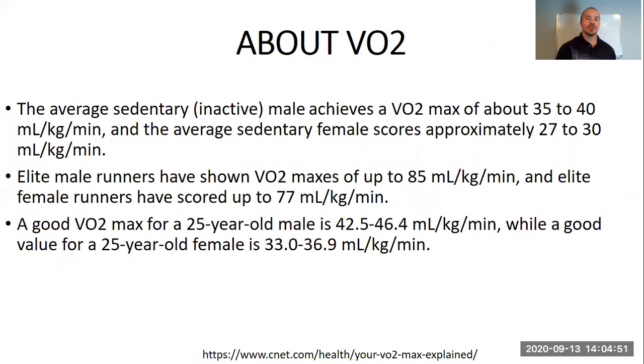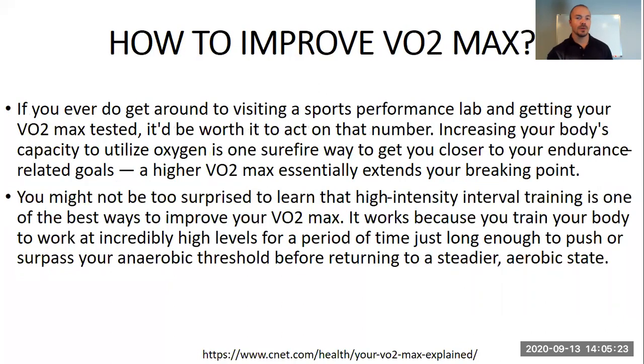And some scoring, just to give you all an idea, the average sedentary male achieves a VO2 max of about 35 to 40 milliliters per kilogram per minute. The average sedentary female scores approximately 27 to 30. Elite male runners have VO2 maxes of up to 85, and elite female runners have up to 77. I also read that some world records have been made in the 90s. So basically some very hard workers with a combination of probably some interesting genetics have scored up in the 90s.